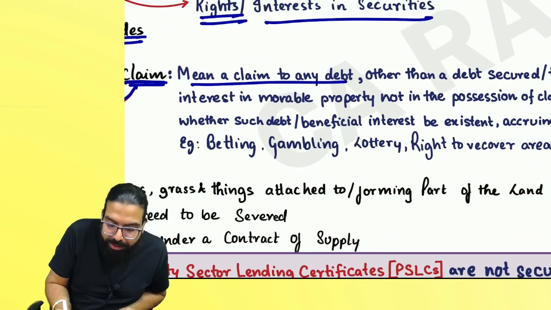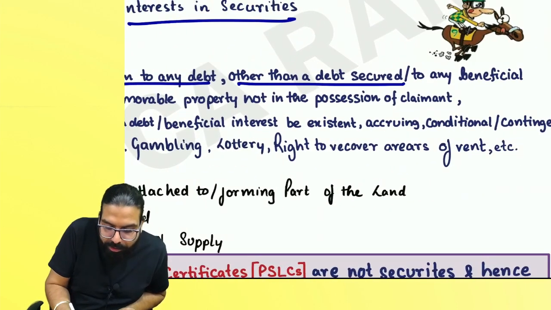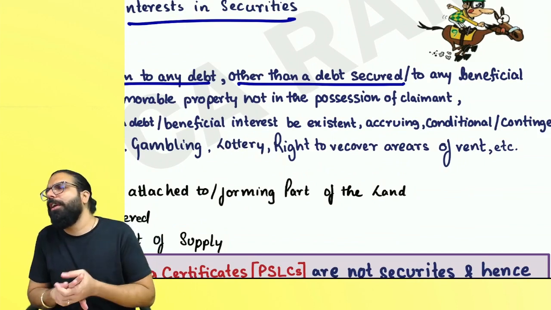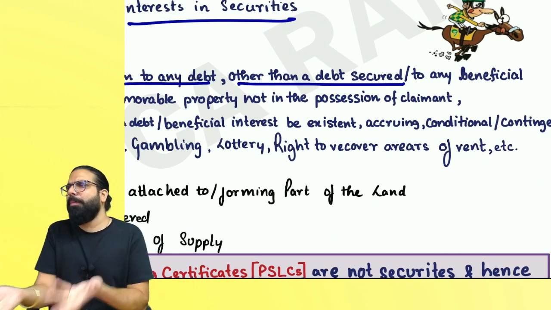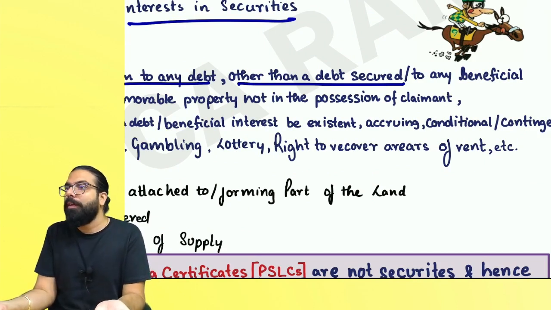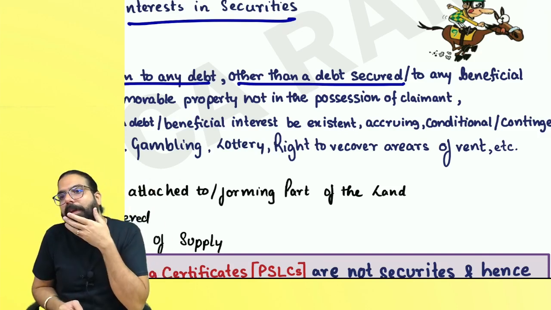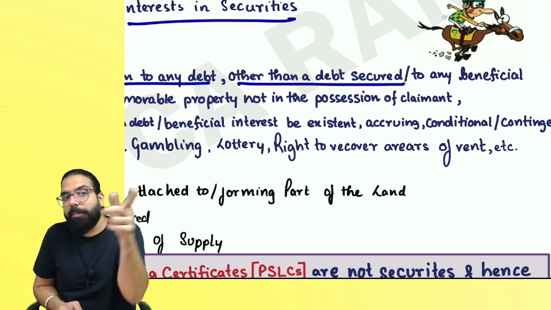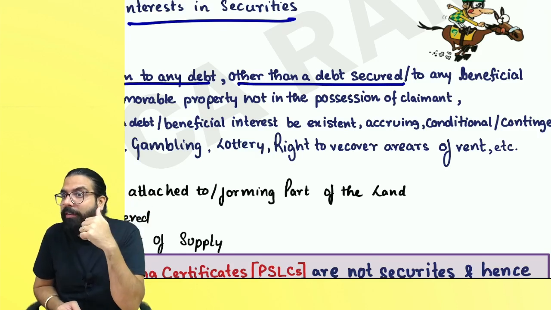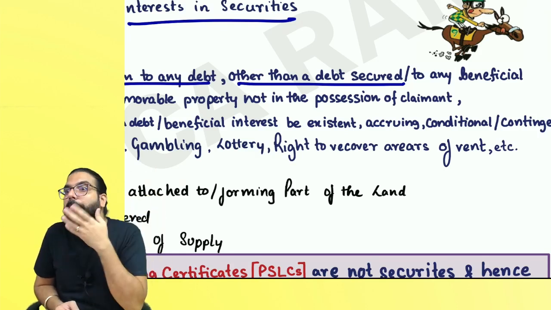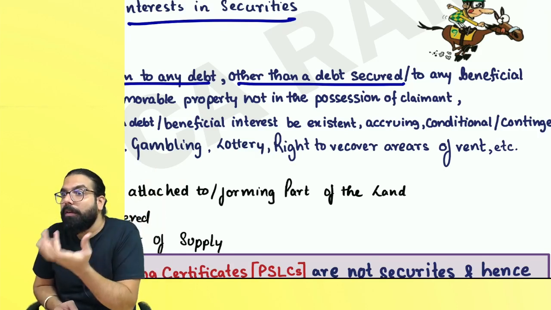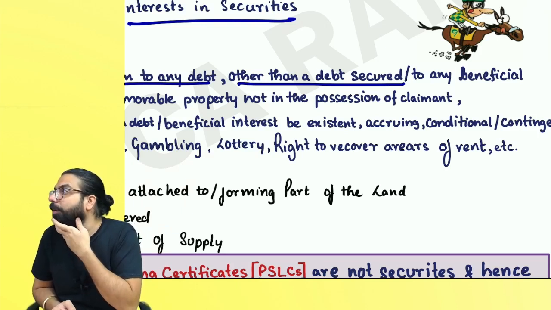It means a claim to any debt other than a debt secured. Sir, why not secured debt? If it is secured debt, you sell the property and recover your money and that's over. My tenant is staying in my property. Is it secured debt? He's my debtor, he has to pay me money. But is it secured against anything? No. Insurance company, have they given me any security? It's not a secured debt.